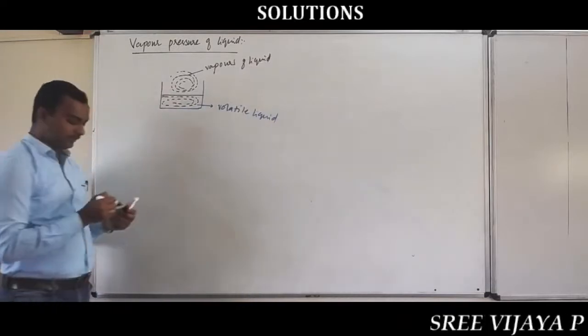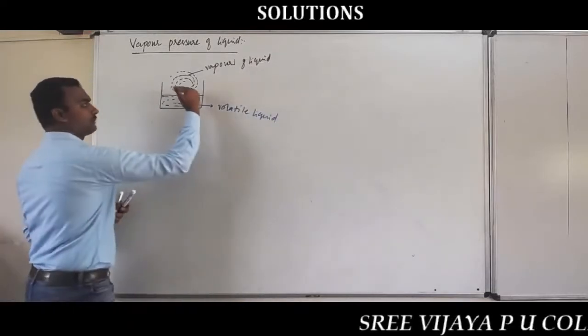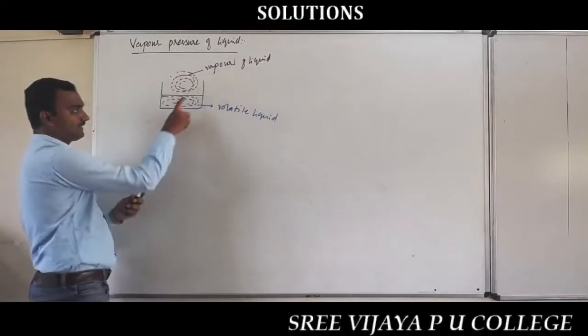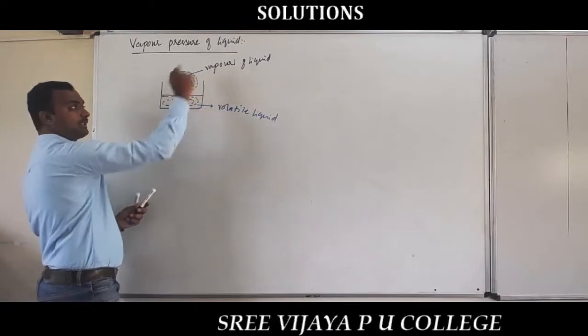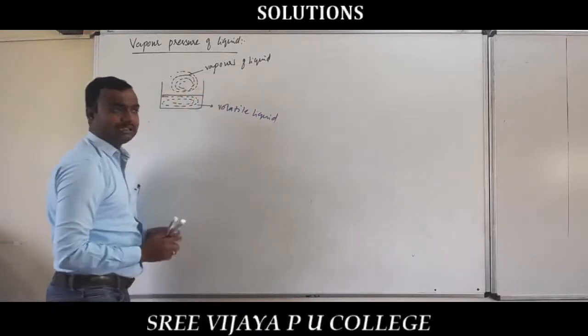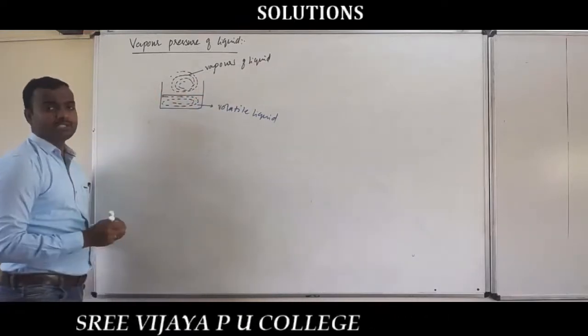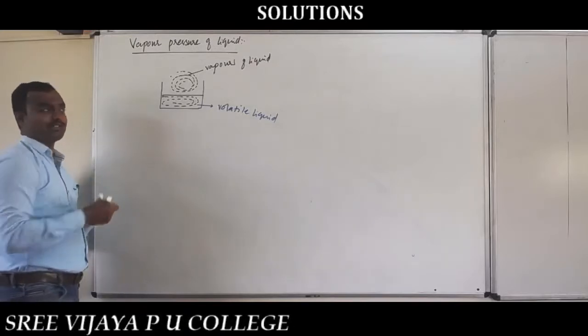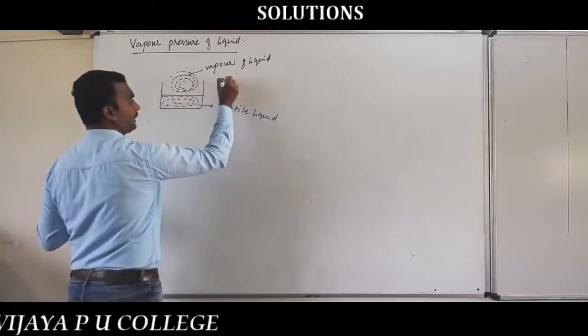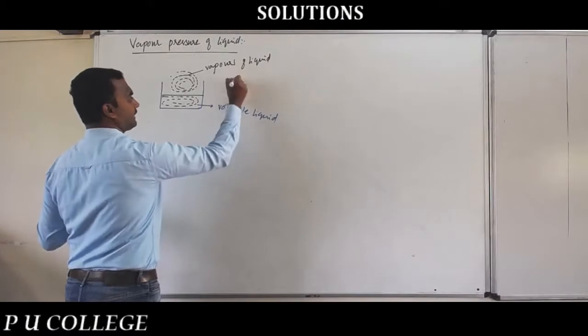These are vapor molecules or vapors of the liquid which are present above the liquid surface. This is the liquid surface. Above the liquid surface, you will get the vapors of that liquid. The molecules present in the vapors exert a pressure.